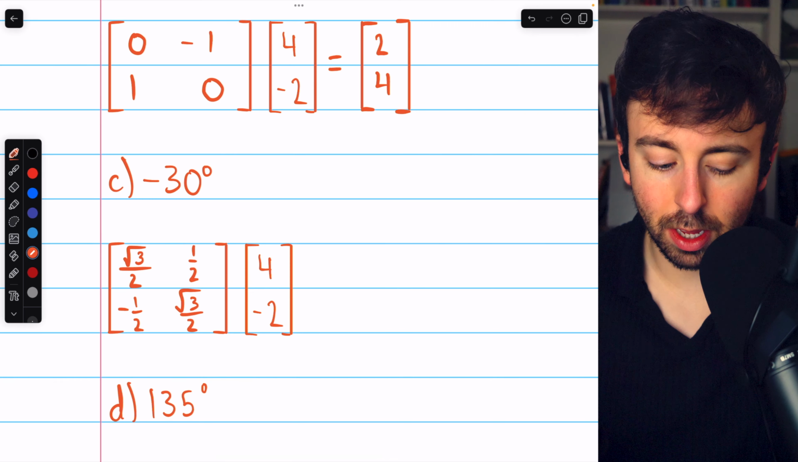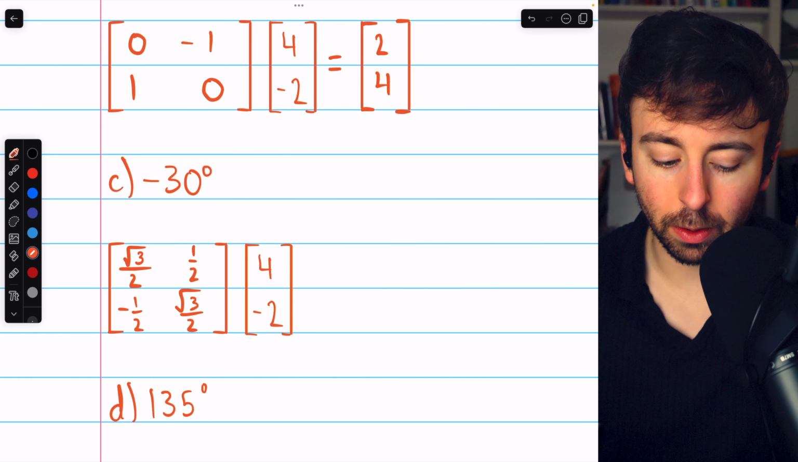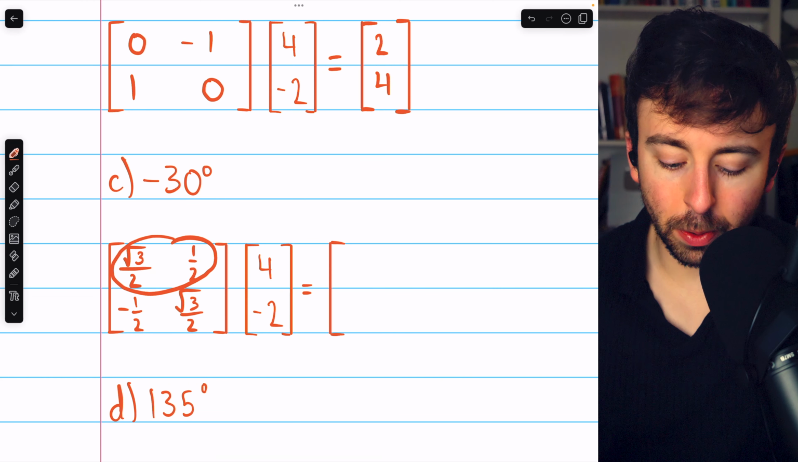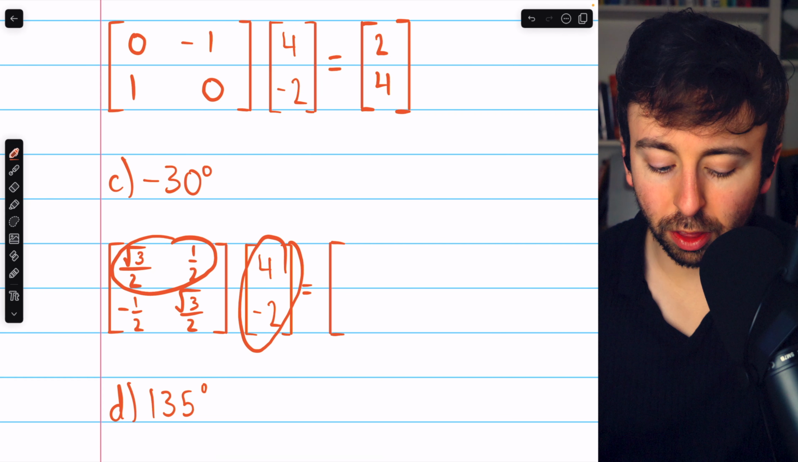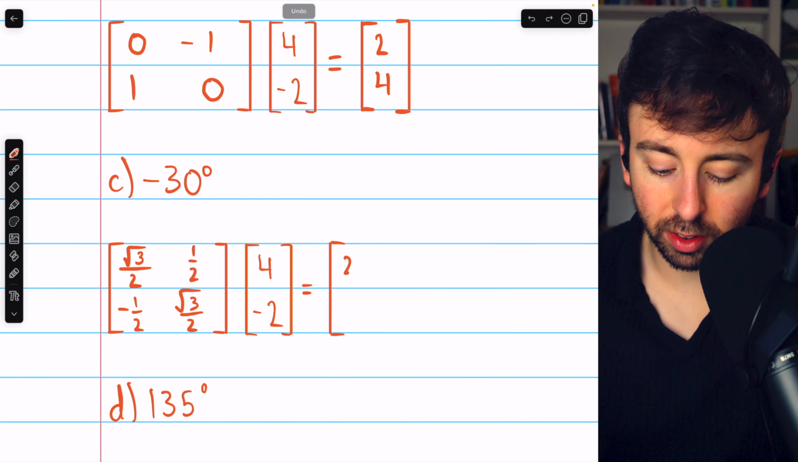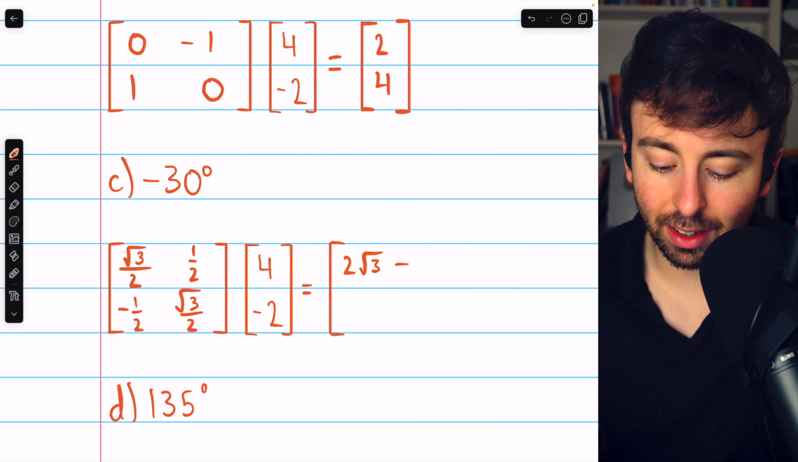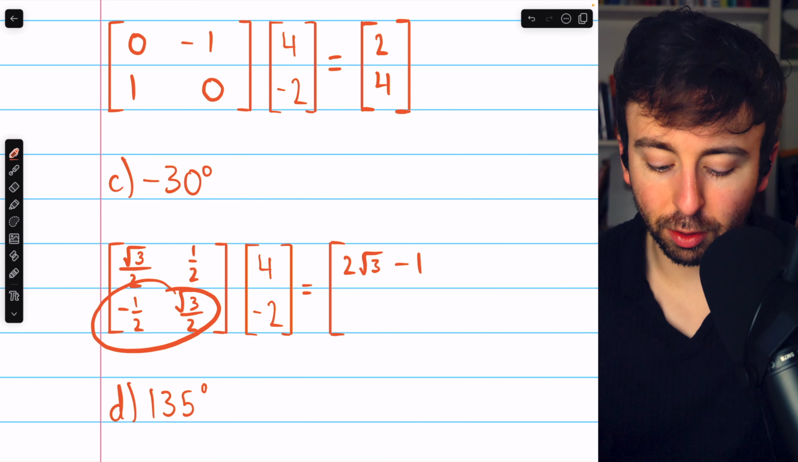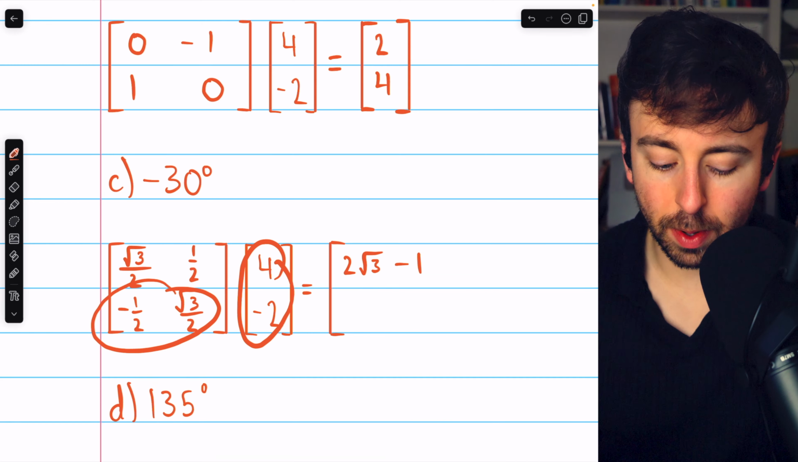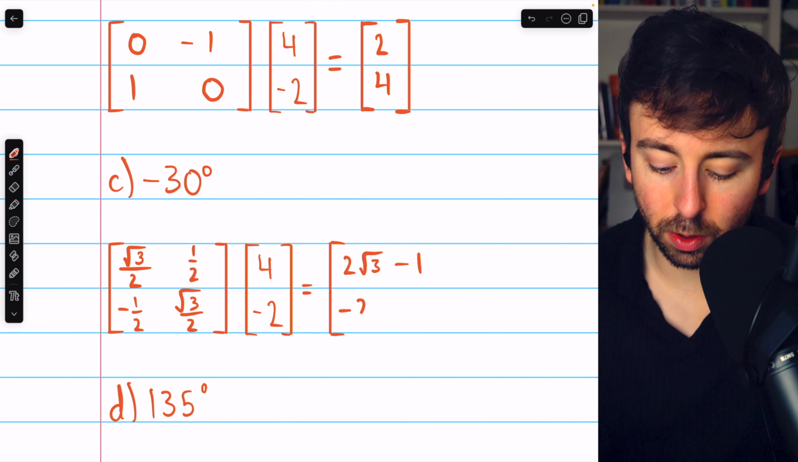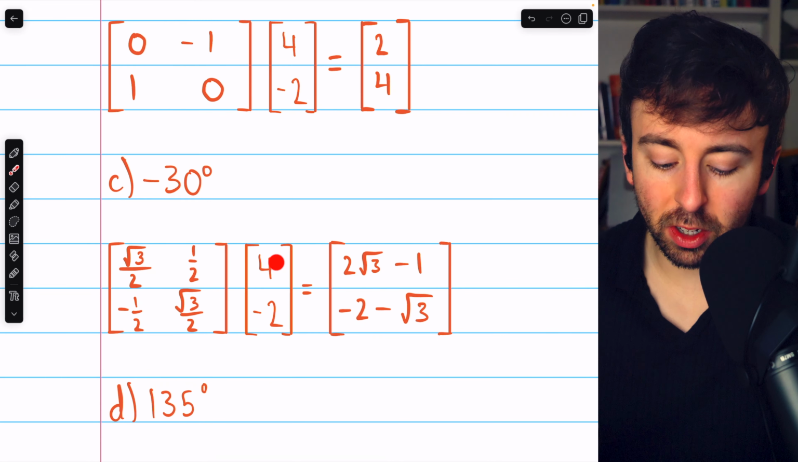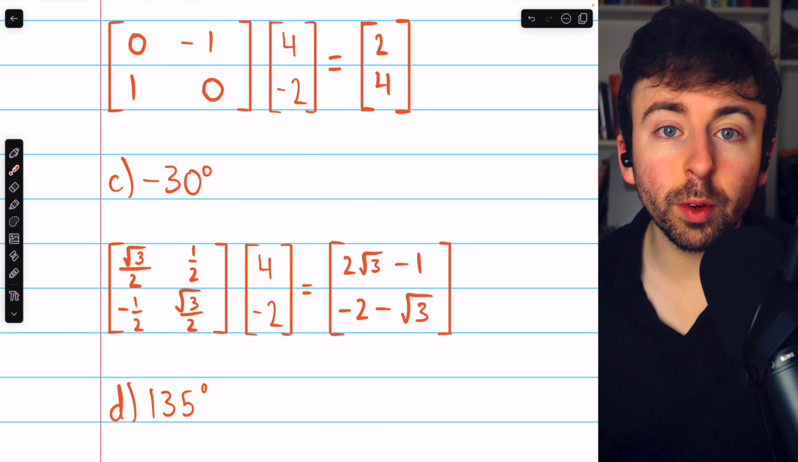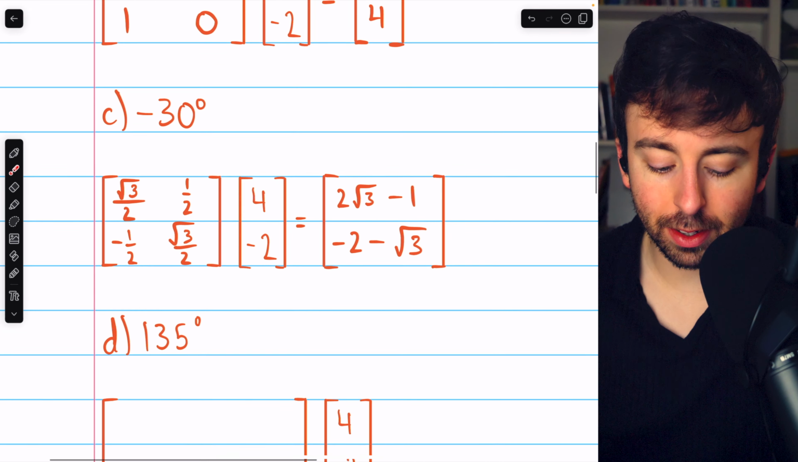Let's go ahead and do the matrix multiplication to carry out this transformation. First, this row gets matched up with this column. That's going to produce 2√3 minus 1. So 2√3 minus 1, can't simplify that at all. Then this row and this column, that's going to be -2 minus √3. So -2 minus √3. So this vector here is the image of 4, -2 after it is rotated -30 degrees.